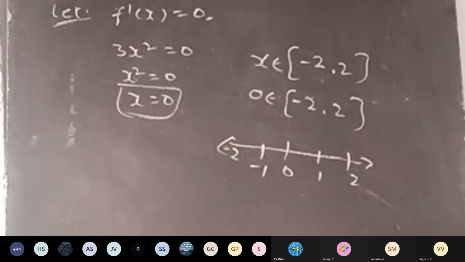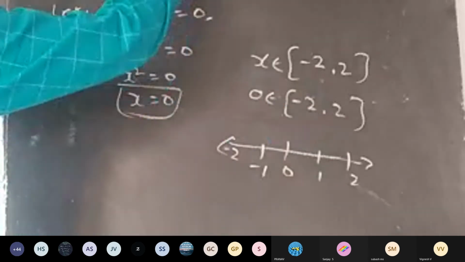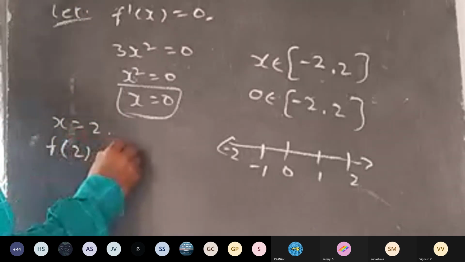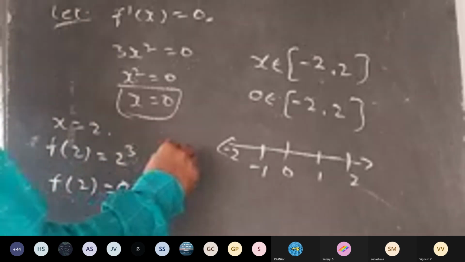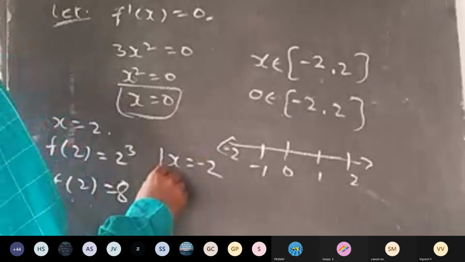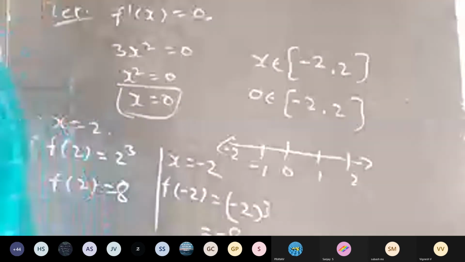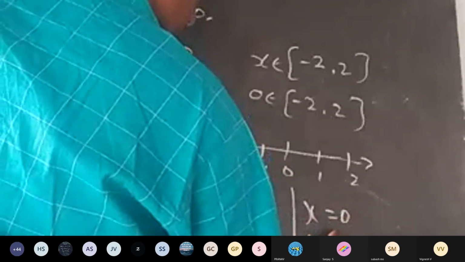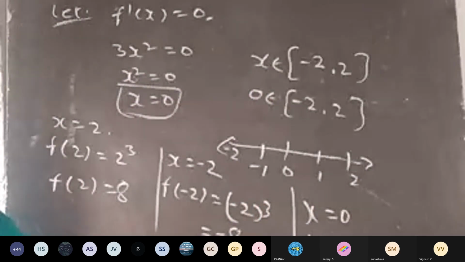So now you got that value. In these 3 points, 0, minus 2, plus 2, you can substitute. X is equal to 2: f of 2 is equal to 2 cube, f of 2 is equal to 8. X is equal to minus 2: f of minus 2 is equal to minus 2 whole cube, minus 8. X is equal to 0: f of 0 is equal to 0. Maximum value, minimum value.